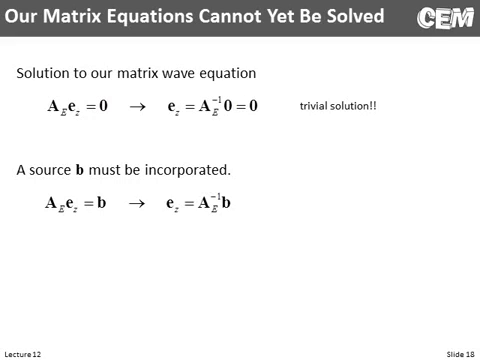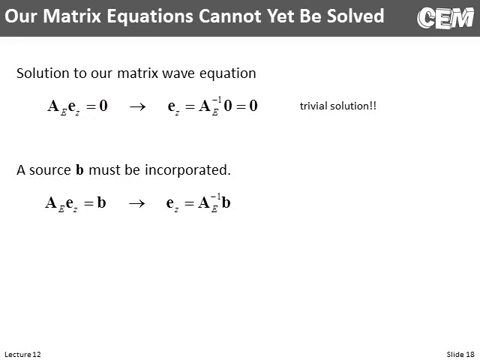Okay, so back to our matrix wave equation. It's of this form: A times E equals 0. Or if we did the H mode, we would have some A multiplying an HZ equals 0. So how do we solve this for E? Well, we pre-multiply both sides by the inverse of A, and essentially we have this. E sub Z is inverse of A times 0, but that always equals 0. We call this a trivial solution, and our problem is not yet solvable.